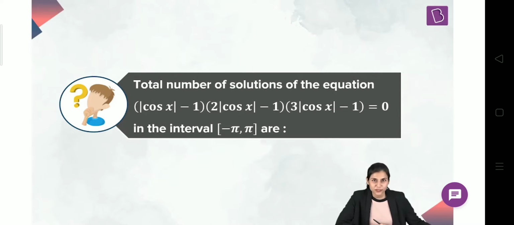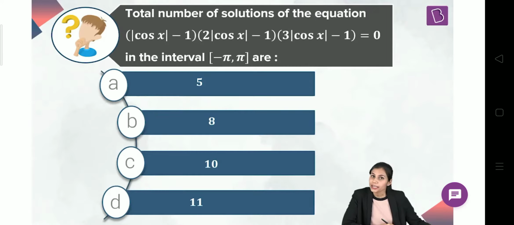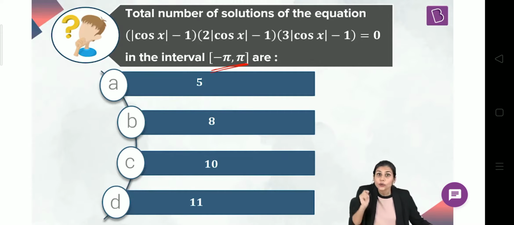Well, it's now time to check out this question. Take a look at it. It is asking us to find out the total number of solutions of this given equation in the closed interval minus pi comma pi. That means we have to count how many real values of x exist in this interval which are able to satisfy this given equation.